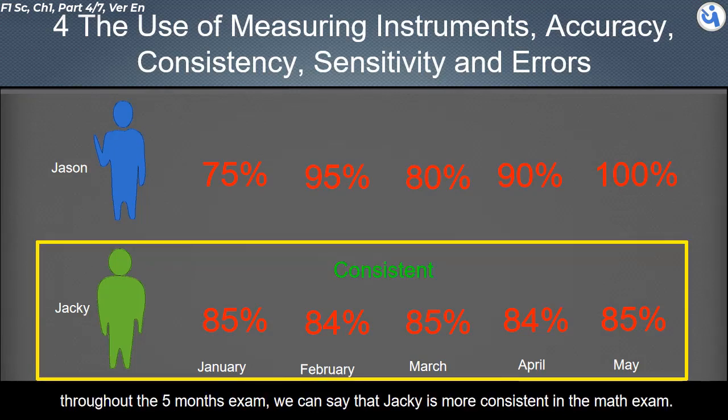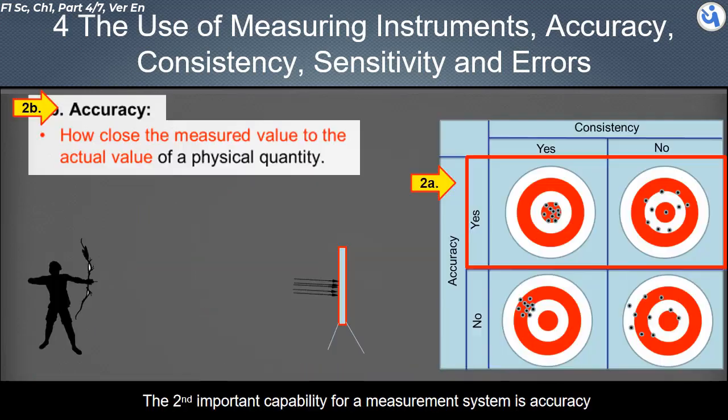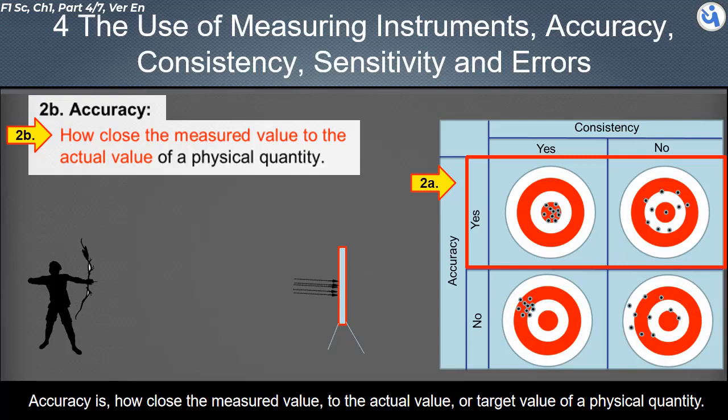Throughout the 5 months of exams, we can say that Jackie is more consistent in the math exam, as Jackie is able to repeatedly come out with the same result at 84% to 85%. The second important capability for a measurement system is accuracy. Accuracy is how close the measured value is to the actual value or target value of a physical quantity.